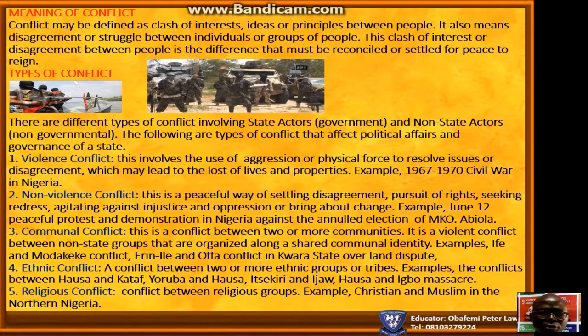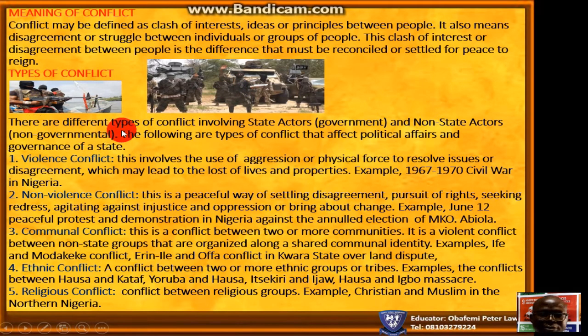And what are the types of conflict we have? You can see the pictorial representation, like the Niger Delta militants, the Boko Haram, and you can see the leader of the group.